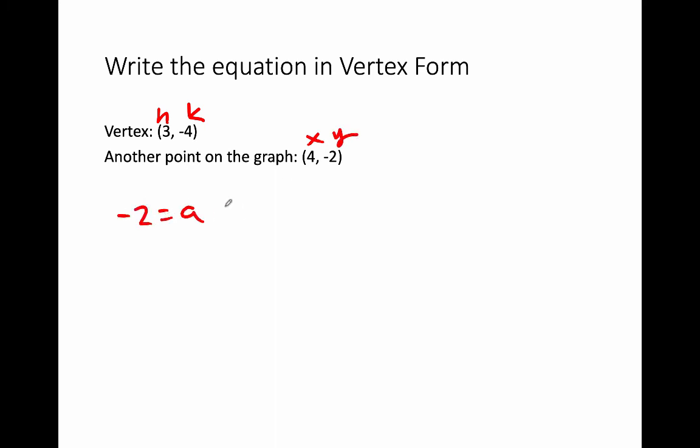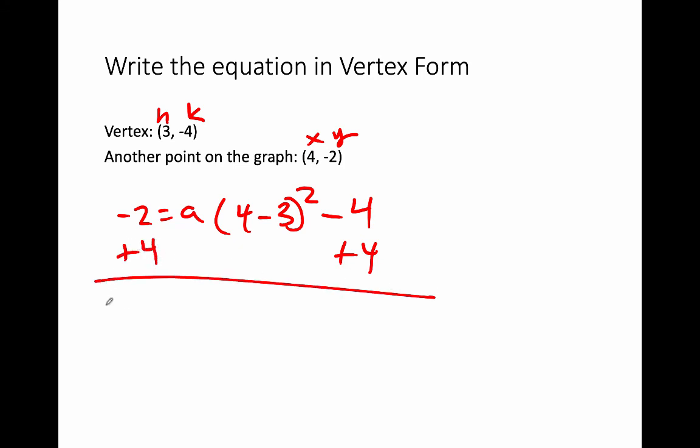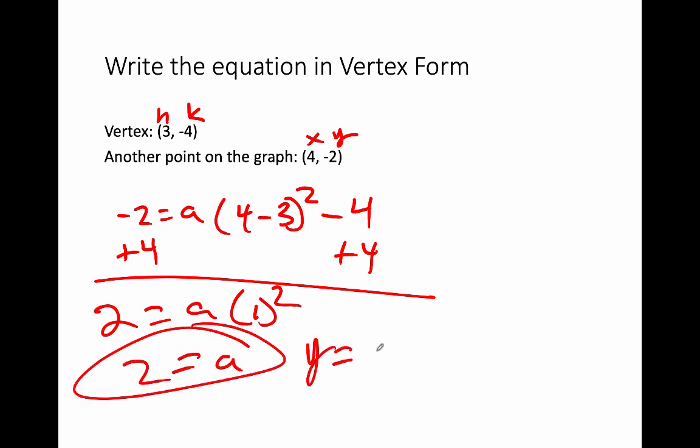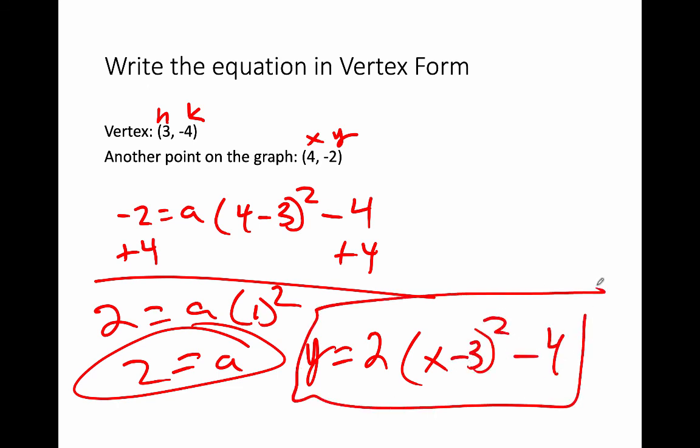Y equals a times x minus h squared plus k. Add the 4. 2 equals a times 1 squared. A is 2. Y equals a times x minus h squared plus k. There you have it.